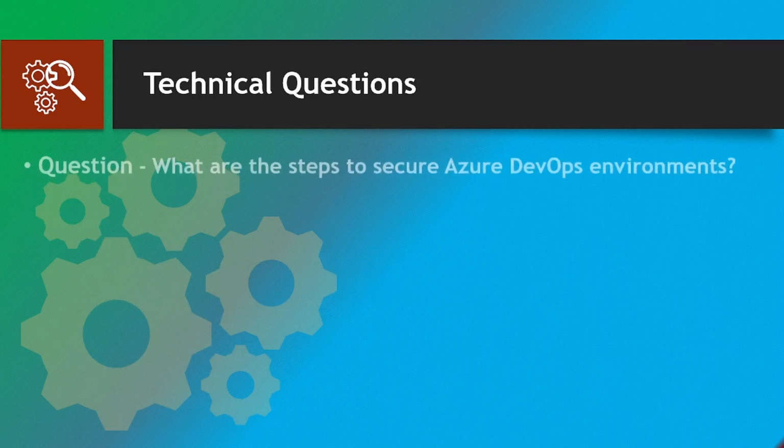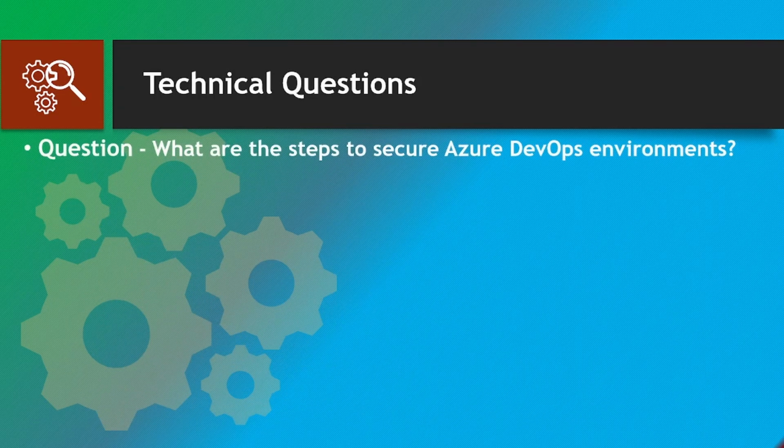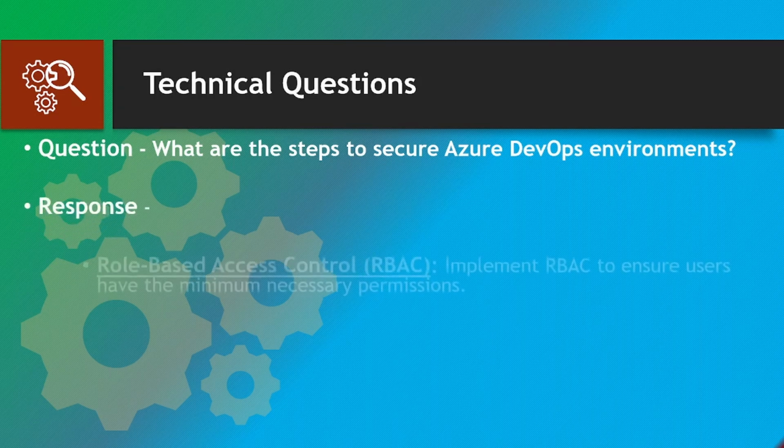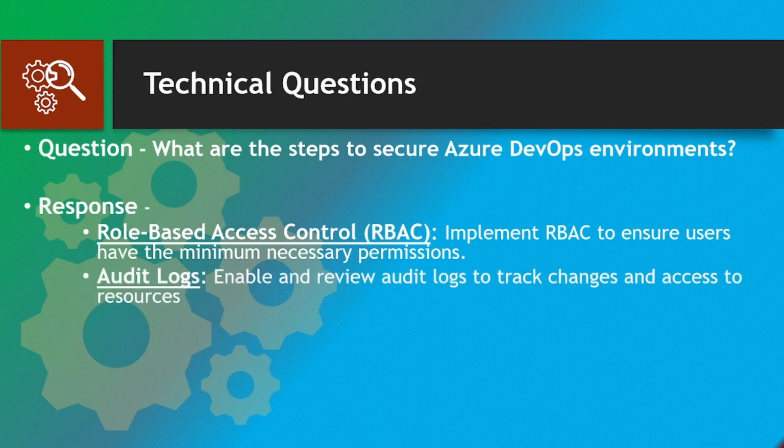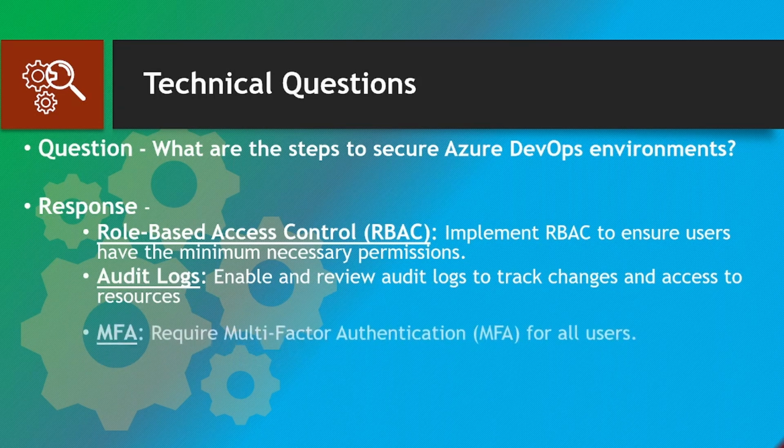Moving to the next question. What are the steps to secure an Azure DevOps environment? The first one, role-based access control, RBAC. Implement RBAC to ensure users have the minimum necessary permissions. Audit logs. Enable and review audit logs to track changes and access to resources.